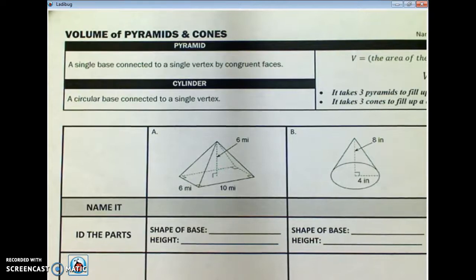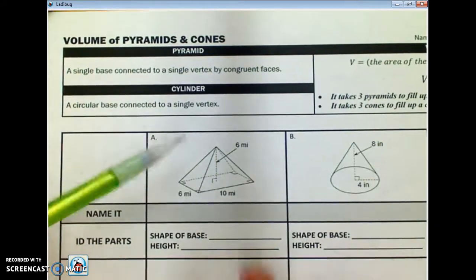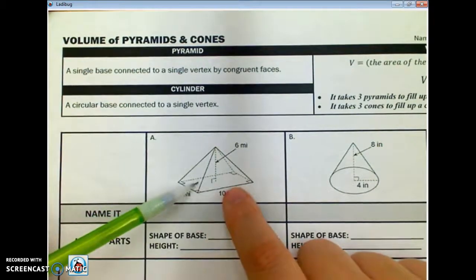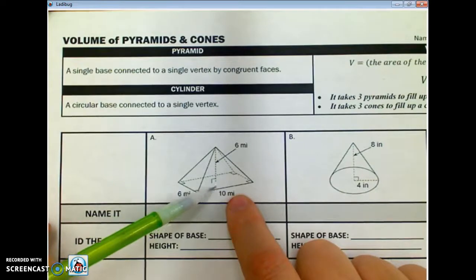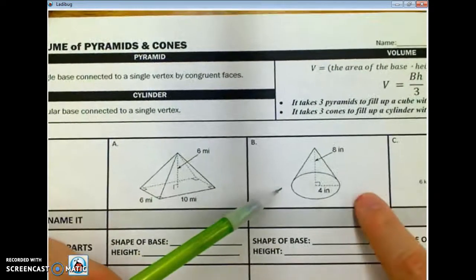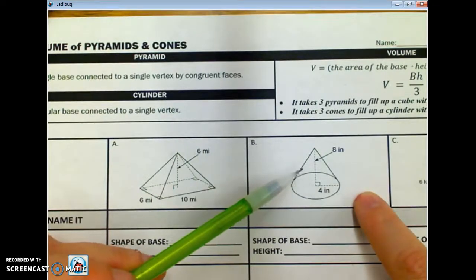This is for volume of pyramids and cones. Hopefully you went ahead and watched the video that showed the model between a rectangular prism and a pyramid, and you saw that it took 3 pyramids to fill up 1 prism. Okay, and also the same thing with a cone and a cylinder. It took 3 cones to fill up a cylinder.